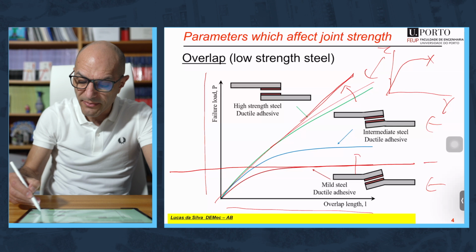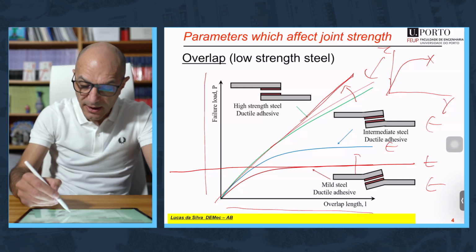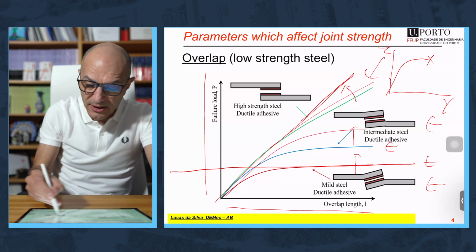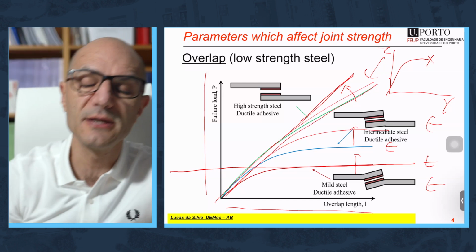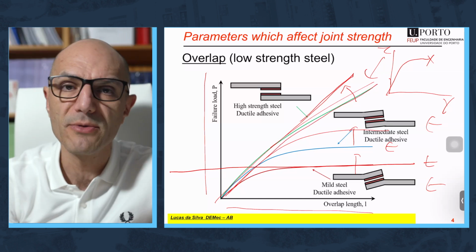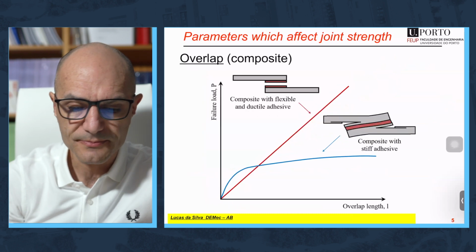Here you go from very mild steel to intermediate steel. And if you increase a bit further, you go here until you go to the case where you have high strength steel. And then it's the adhesive that controls failure and not anymore the yielding of the steel.